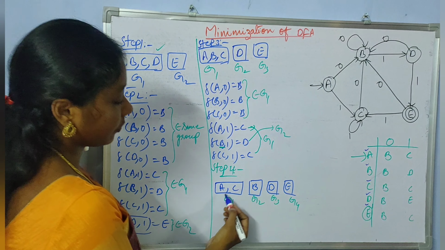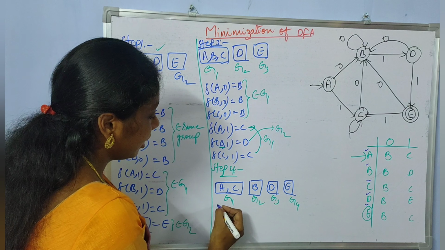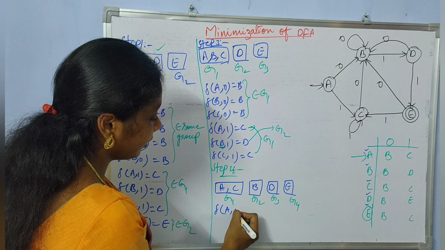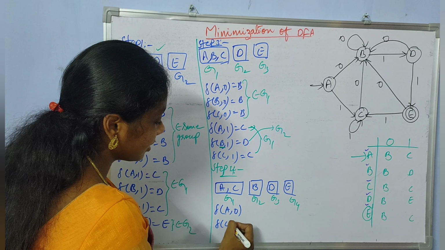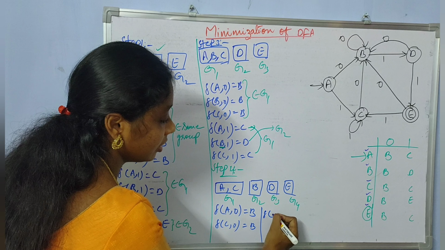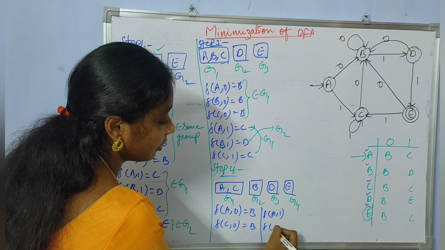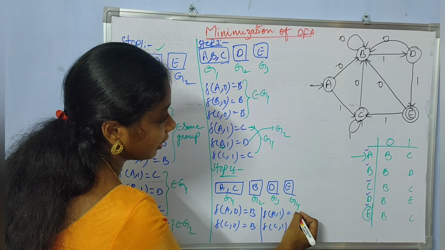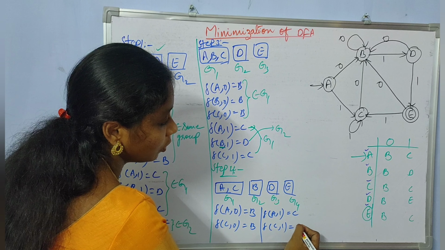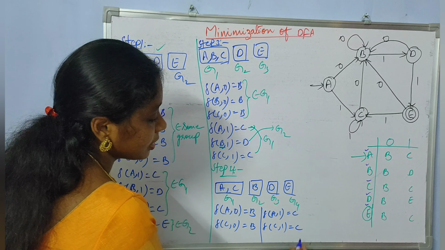So again consider the group A and C. So let us consider the transitions of A with 0 and transition of C with 0. So A with 0 goes to B from the transition table, C with 0 also goes to B. So both fall under the same group, no need to consider again. So consider transition of A with 1 and transition of C with 1. So A with 1 goes to C, and C with 1 goes to C again. So both the elements belong to the same group. So here if you observe, this belongs to group 2, same group, okay. Here also this belongs to group 1, same group.